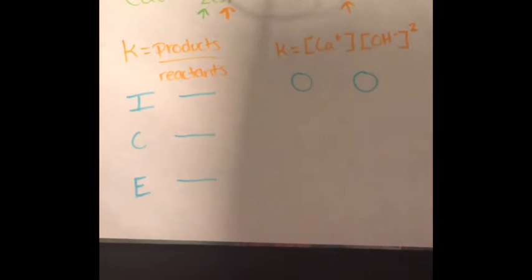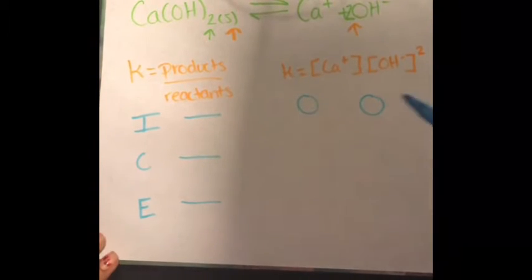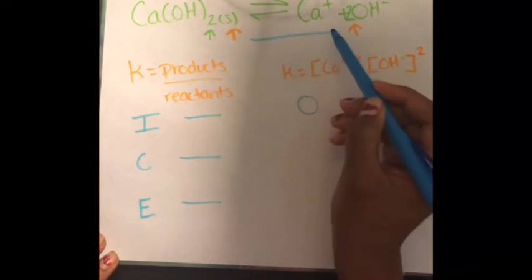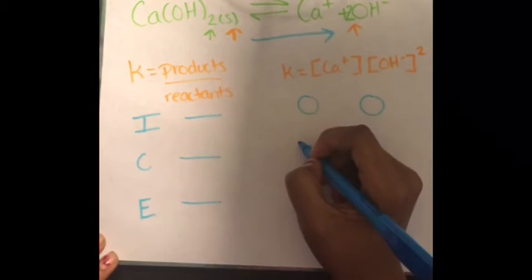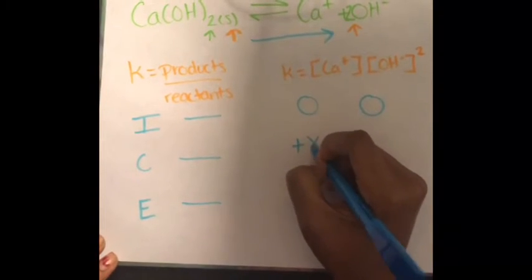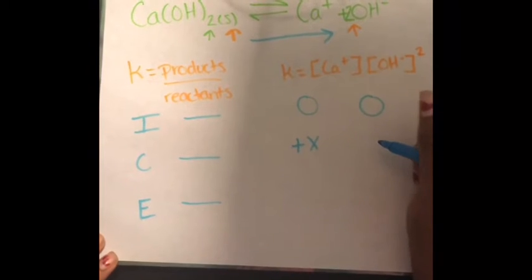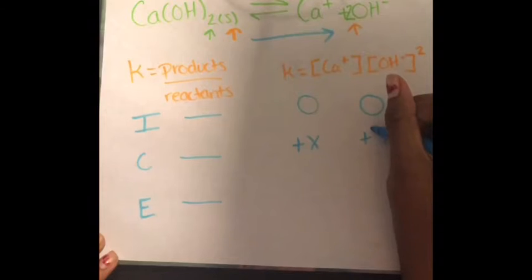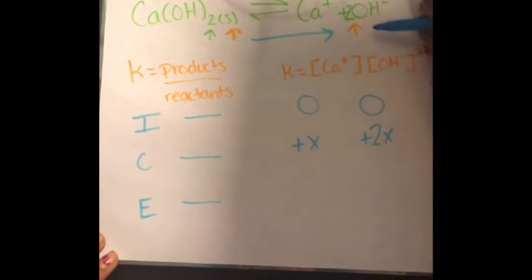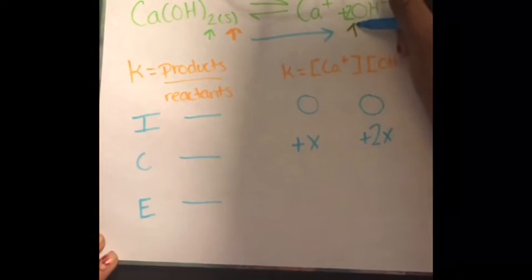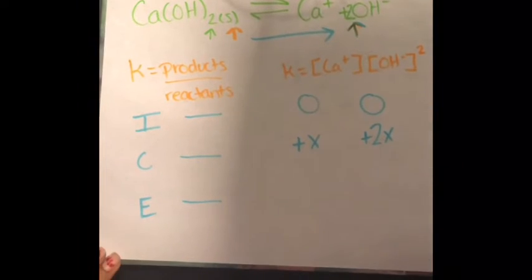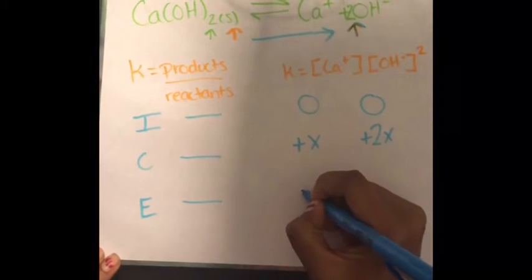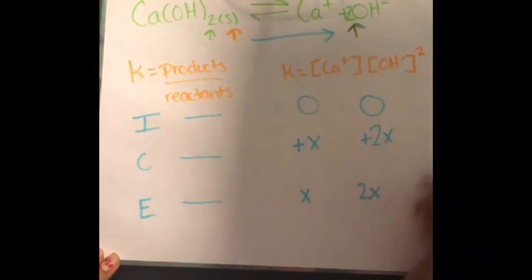For our change in concentration, we have to determine which way the equilibrium is shifting. If we look back at our reaction, we can determine that it is shifting to the right. So we're going to write plus x for the Ca2+ concentration. But for OH minus, instead of just writing plus x, we have to put plus 2x, because if you look back at the reaction, there's a 2 in front of the OH. So our final concentrations are just going to be x and 2x.